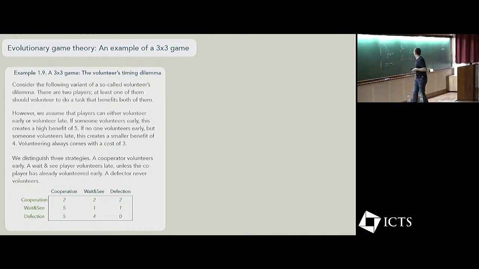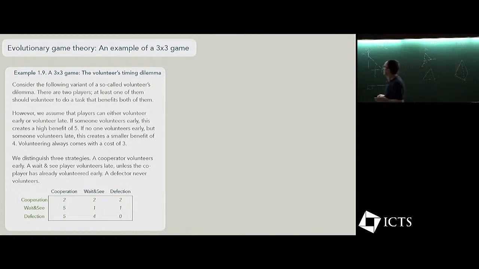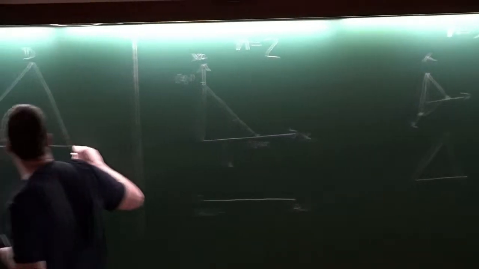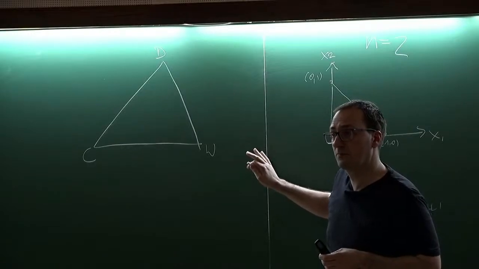So obviously we are in this case. There are 3 strategies, so the object that we will be playing with lives on a triangle. So we are living on this space. This point here would be everyone cooperates. This point here would be everyone defects. This point would be everyone plays wait and see.